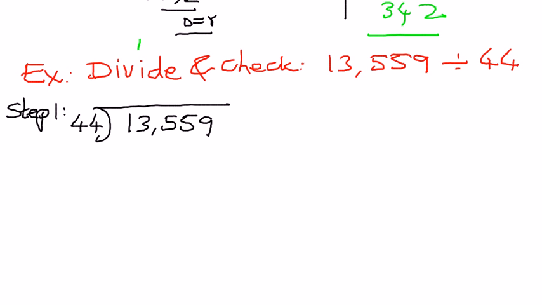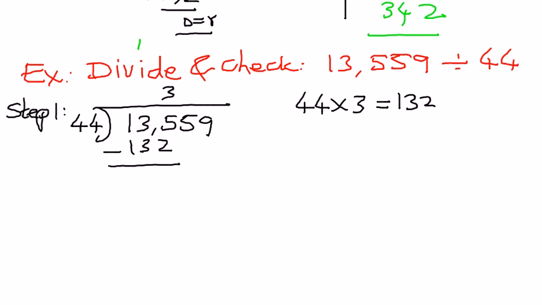So we want to see 44 times what number we should be taking. Since 13 is less than 44, we're going to take three numbers. The three numbers we're going to take are 1, 3, 5. So 44 times 3 is equal to 132. 132 is less than 135. So 5 minus 2 is equal to 3. We borrow the 5.